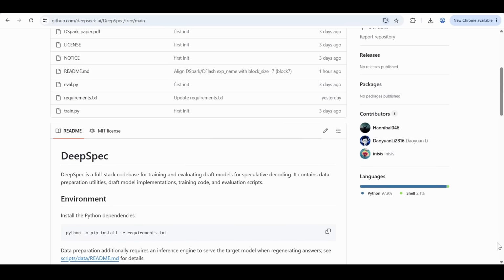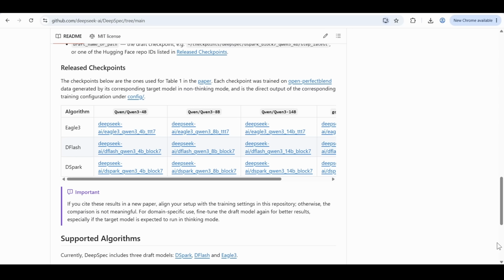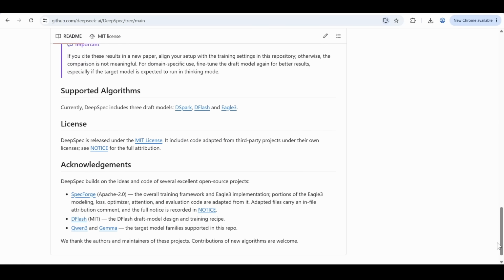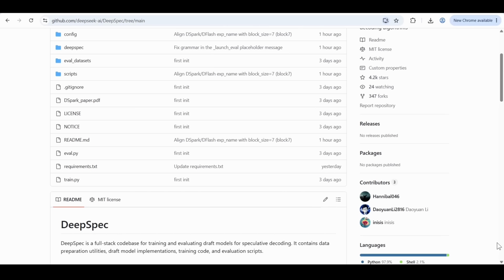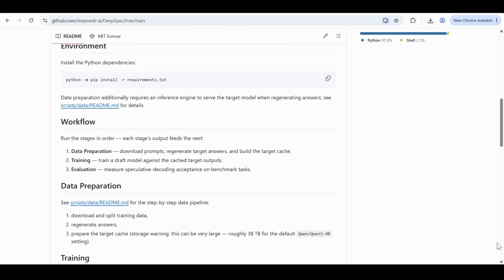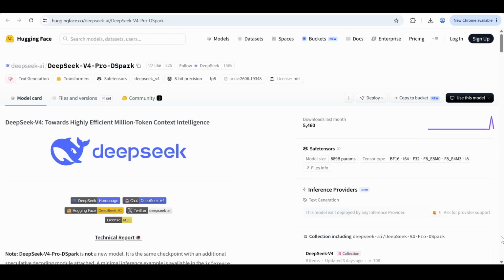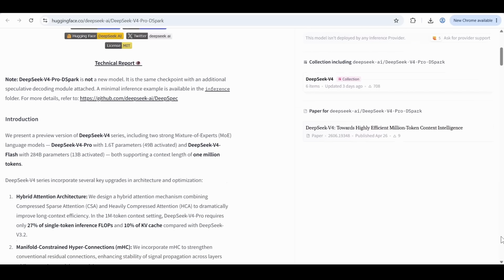The DeepSpec training repo includes implementations of DSpark, DFlash, and Eagle 3, all three leading speculative decoding approaches, so you can benchmark them against each other on your own target models. The whole thing is open source. The paper is linked in the description. The training repo is at github.com/deepseek-ai/deepspec, and the model weights are on Hugging Face if you've got the hardware.